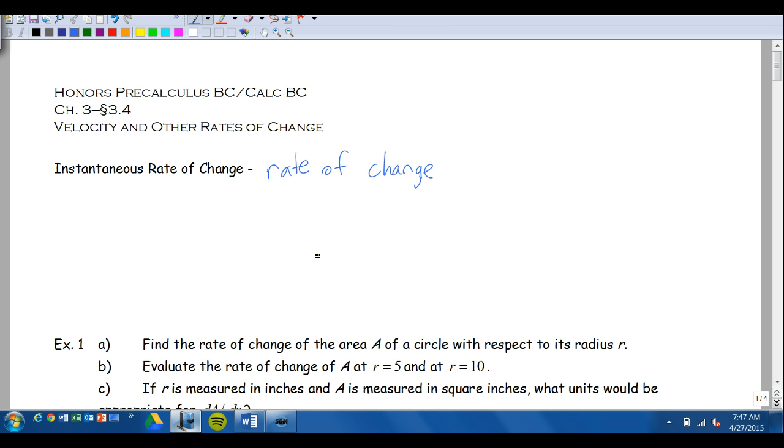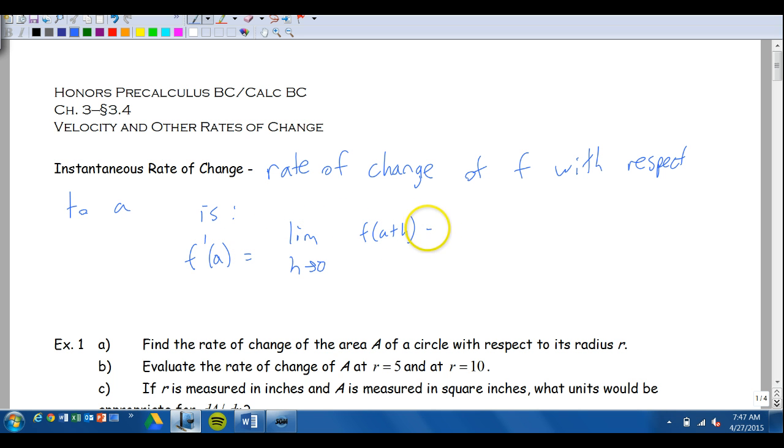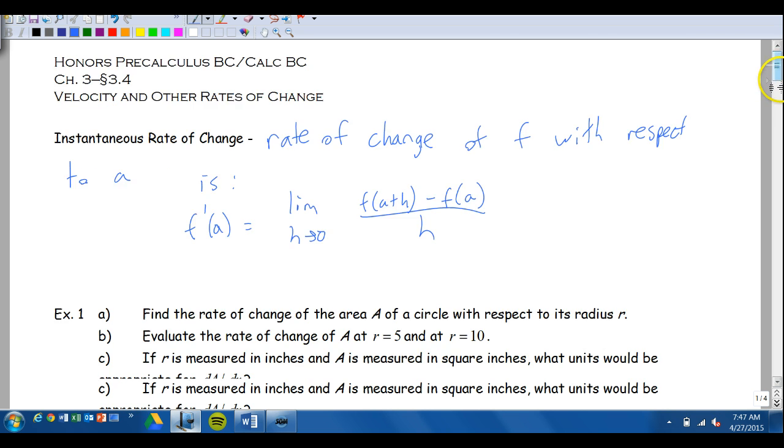So instantaneous rate of change is the rate of change of f with respect to a. So this is at a point. So it's given as the limit as h goes to 0. And by the way, this is f prime of a, we would call it. Again, this is at a point. f of a plus h minus f of a all over h. If it was the function, it would be f of x plus h minus f of x. But this is at a point.